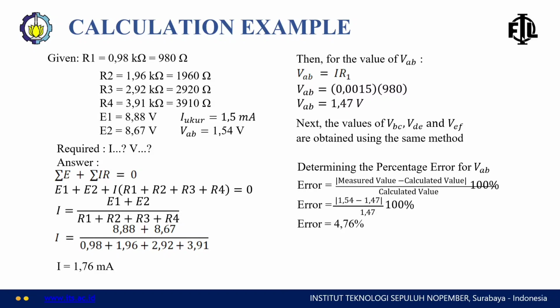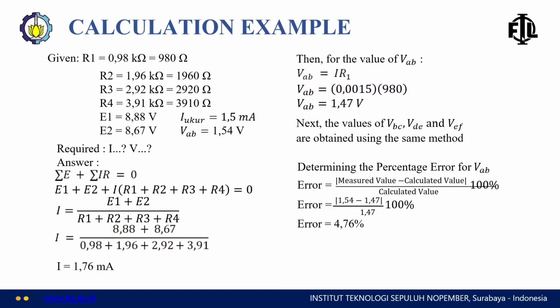In this Kirchhoff law experiment, we are required to determine the theoretical value of current and voltage for each resistor. This calculated value will later be compared with the measured value from the multimeter. For current, we begin with the equation: the sum of the electromotive forces plus the sum of current multiplied by resistance equals 0. Since we are using 2 batteries, we write E1 plus E2 plus I multiplied by the sum of R1, R2, R3, and R4 equals 0.